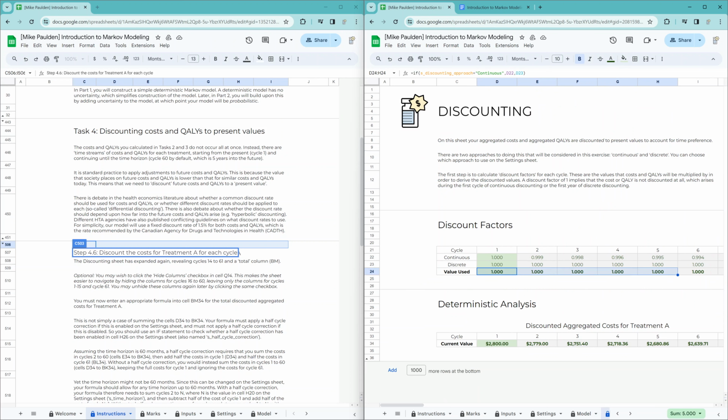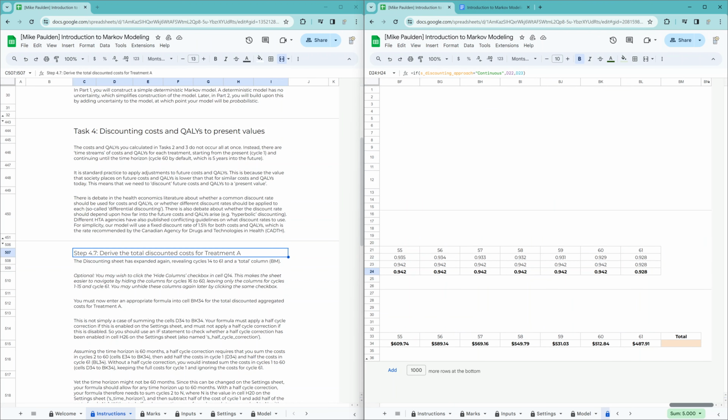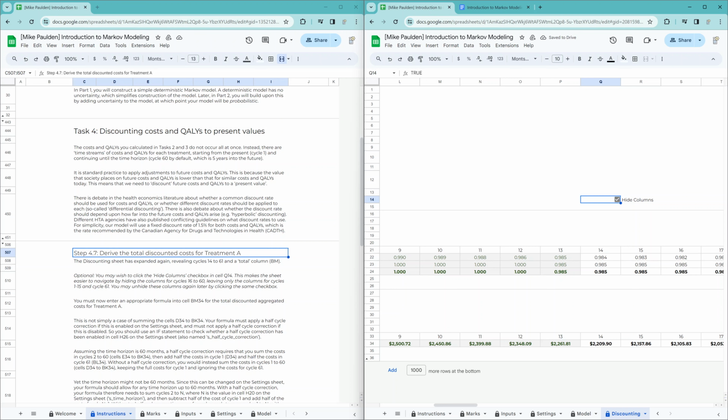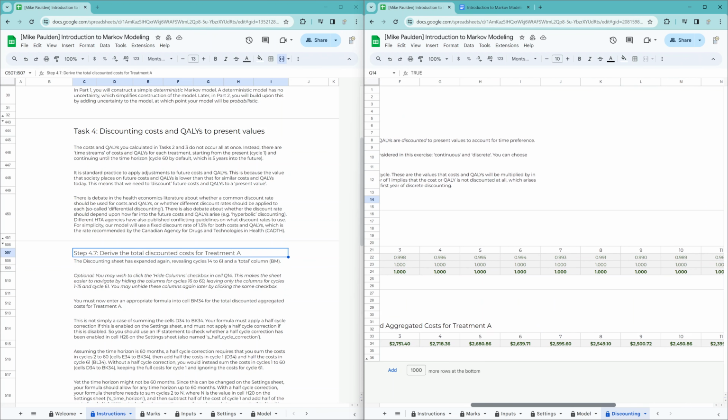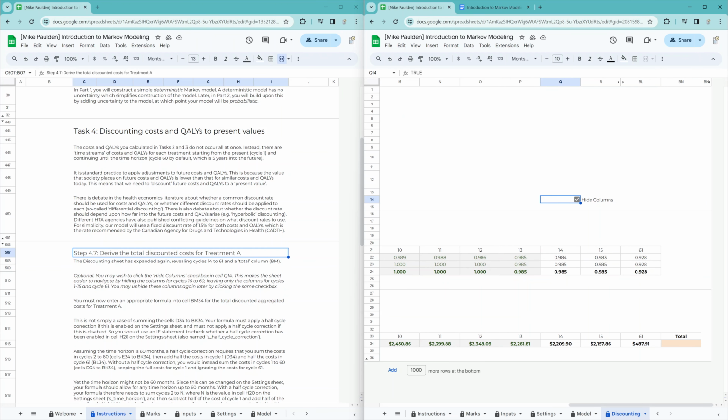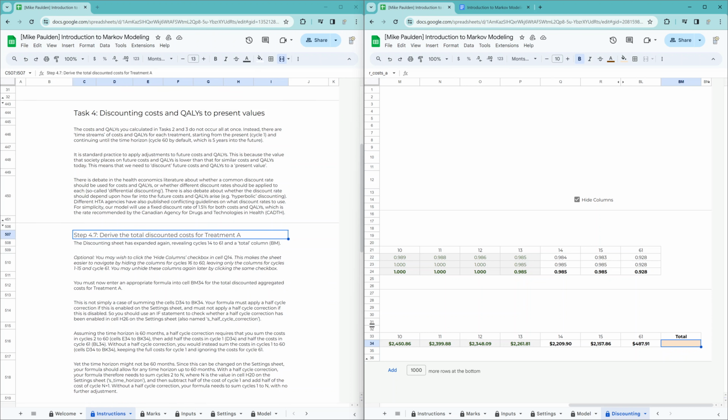And you can now see that we're on to step 4.7, which is to derive the total discounted costs for treatment A. And so the discounting sheet has expanded again, and we've got all 61 cycles here. And you might want to use this hide columns button. I'm just going to click that. It takes a couple of seconds to hide the columns, but it makes it much quicker just to go left and right now. So we need to put in a formula into BM34 for the total discounted aggregated costs for treatment A. And this is not actually straightforward.